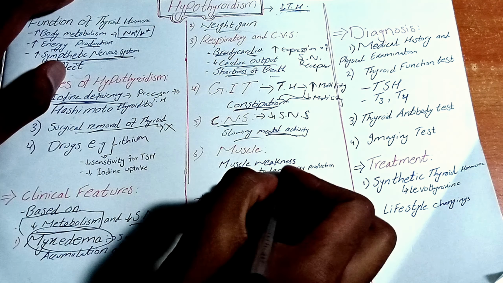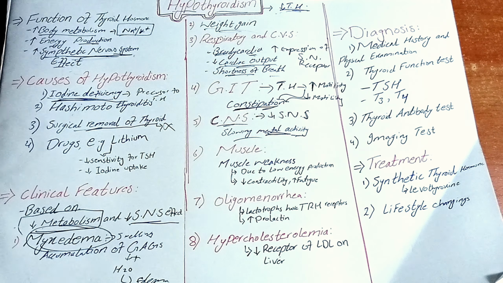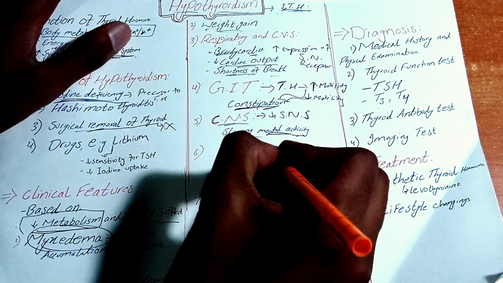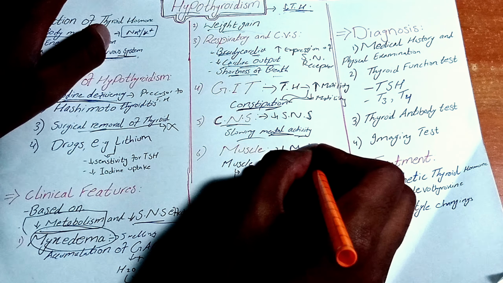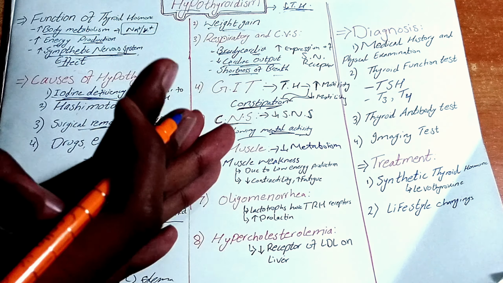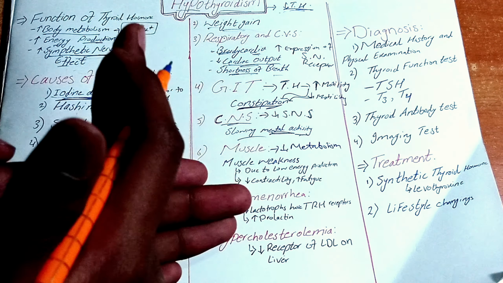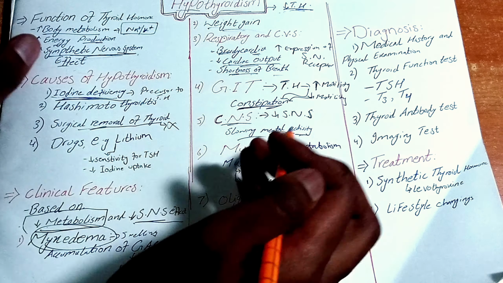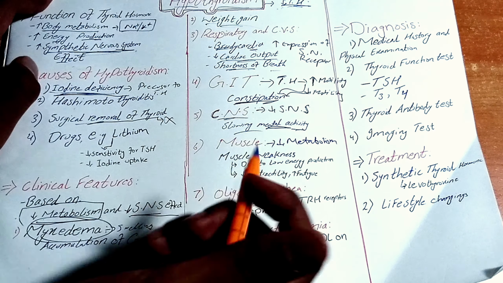Then come to muscles. Muscle weakness will appear in this patient. Why? Because when metabolism decreases, it will lead to decreased energy production. When energy production decreases, muscle will go into fatigue and muscle contractility decreases. When muscle contractility decreases, the patient will present with muscle weakness. Okay, then come to the next phase.